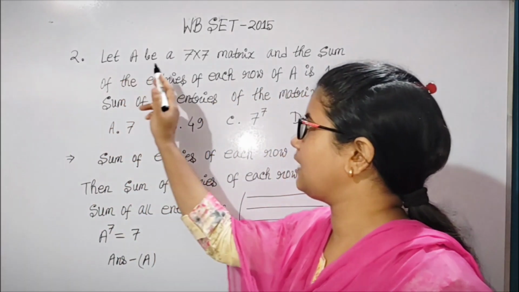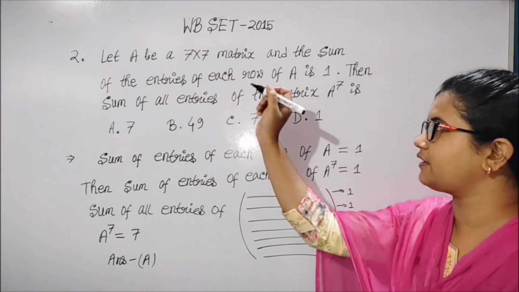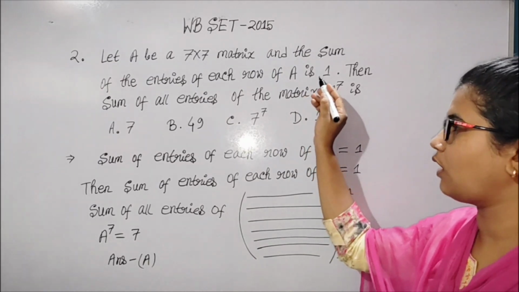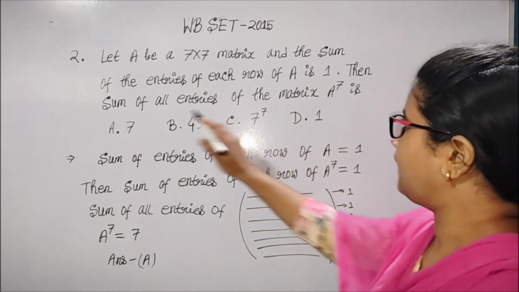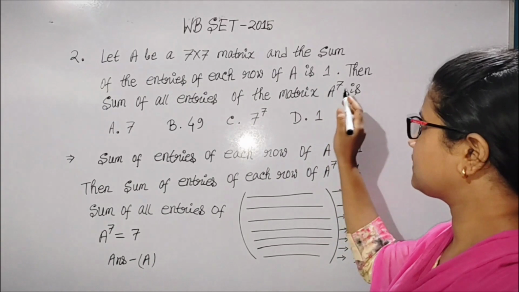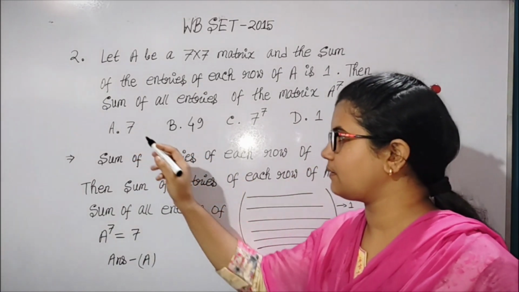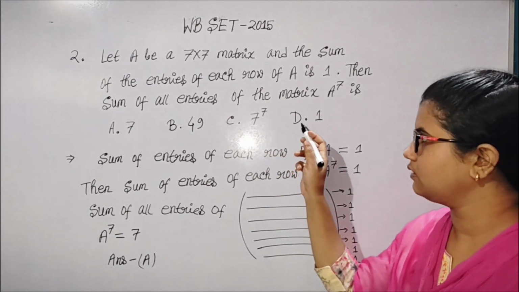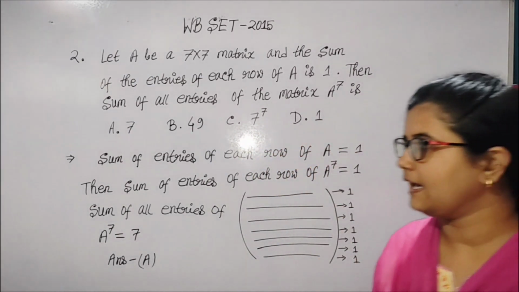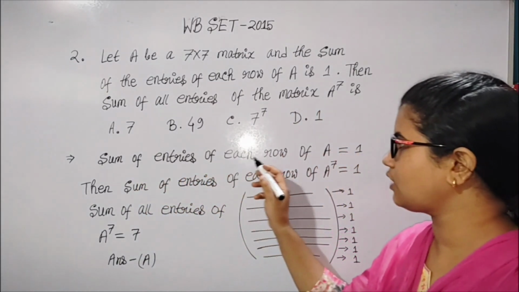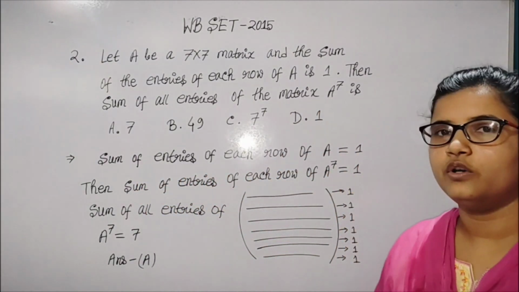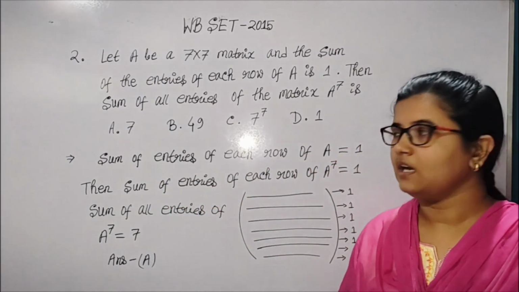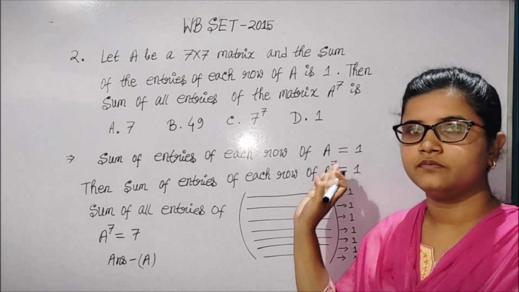The second question is, let A be a 7 cross 7 matrix and the sum of the entries of each row of A is 1. Then the sum of all entries of the matrix A to the power 7 is option A 7, option B 49, option C 7 power 7, option D 1. Here it is given that the sum of all entries of each row of A is 1. We know that if the sum of all entries of each row is 1, then an eigenvalue of A is 1.